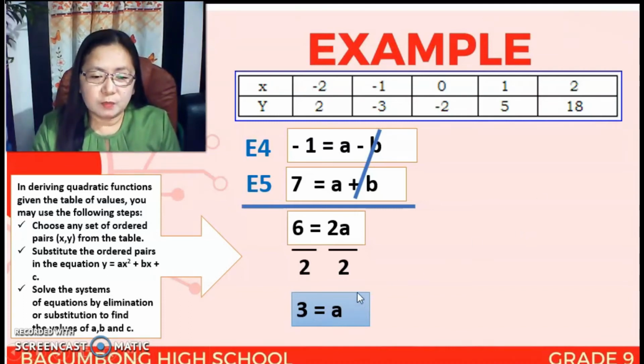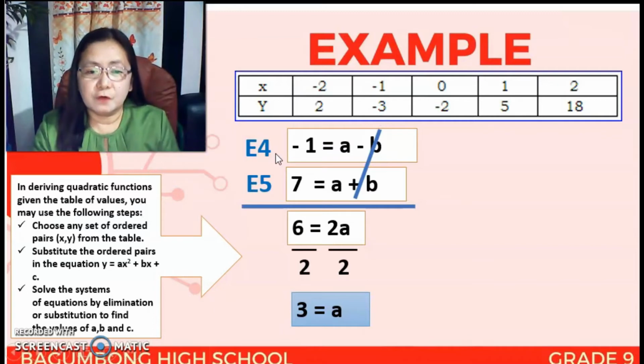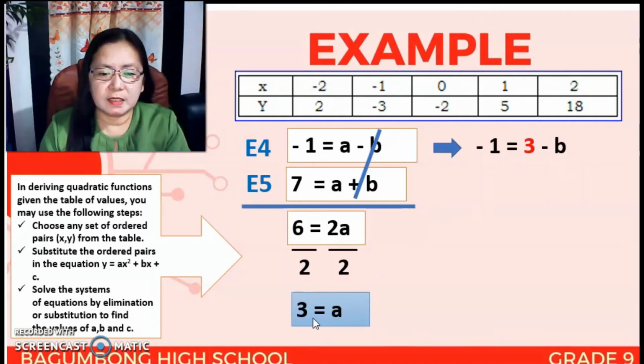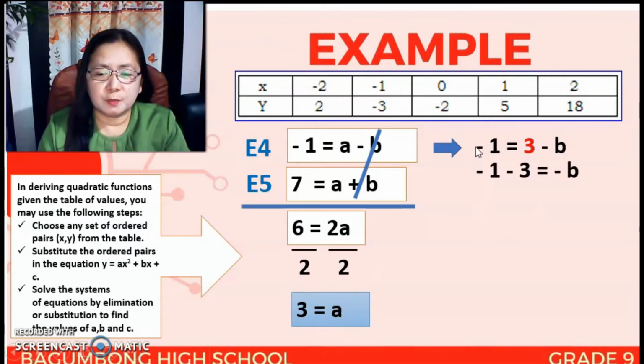Since a is equal to 3, we will use a is equal to 3 in equation 4. Meaning, we will substitute the value of a, which is equal to 3. So negative 1 is equal to 3 minus b. By using the addition property of equality, we will add negative 3 to both sides of the equation to make positive 3 equal to 0. So negative 1 minus 3 is equal to negative b.